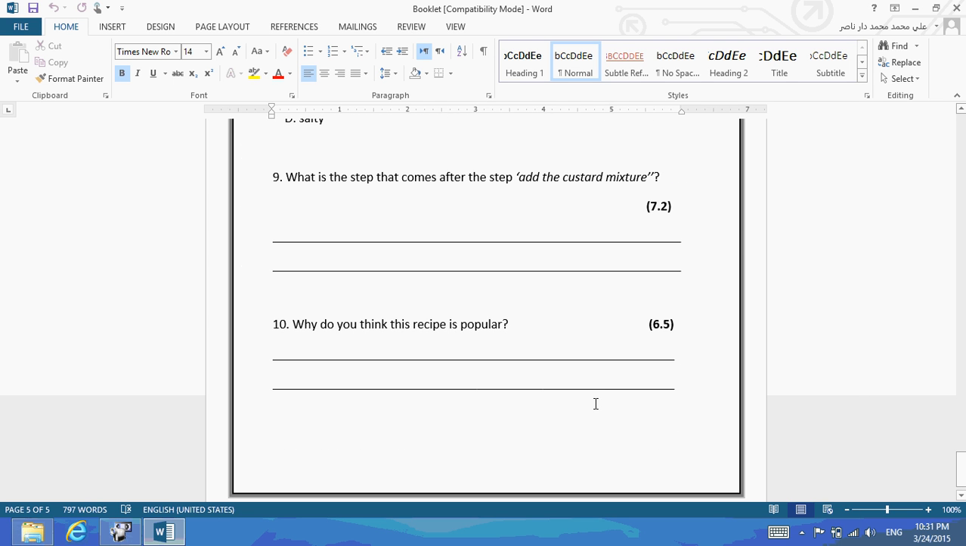Finally, why do you think this recipe is popular? The head word in the recipe is delicious, or you might write because the ingredients are available everywhere, or it doesn't cost too much, or because it is delicious and mouth-watering, or because people usually like sweets. Any answer can be considered correct if it relates directly to the text.